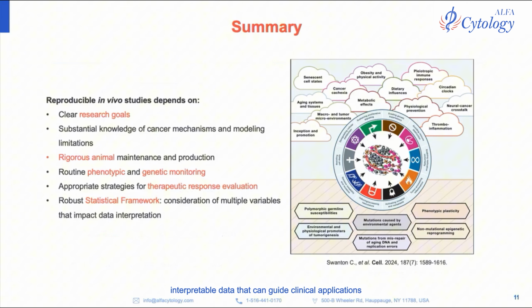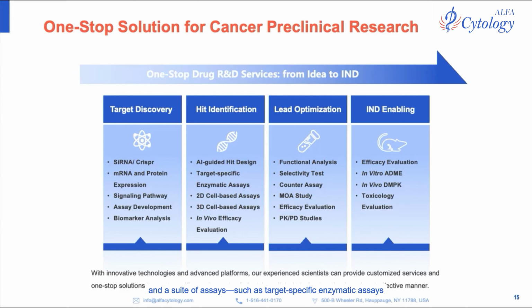Next is hit identification. This includes AI-guided hit design and a suite of assays such as target-specific enzymatic assay, 2D and 3D cell-based assay to screen and validate promising compounds. We also conduct in vivo efficacy evaluation to ensure that these hits show potential in a biological context.